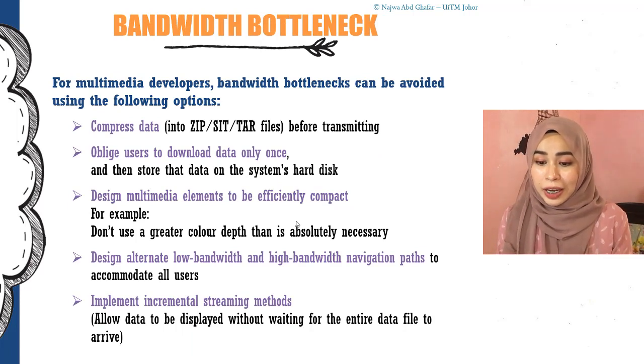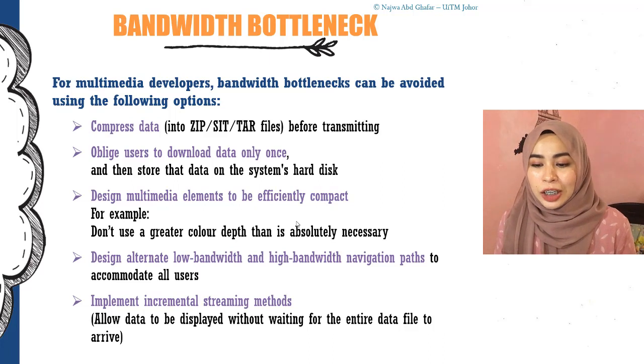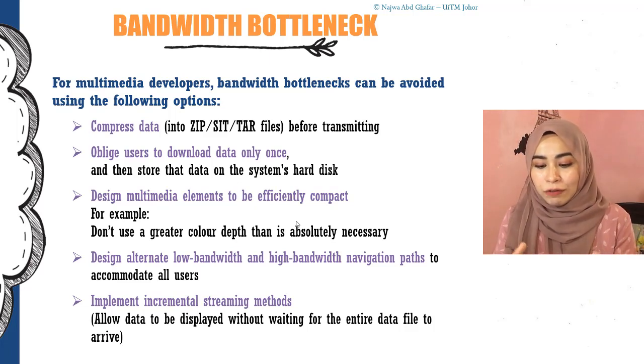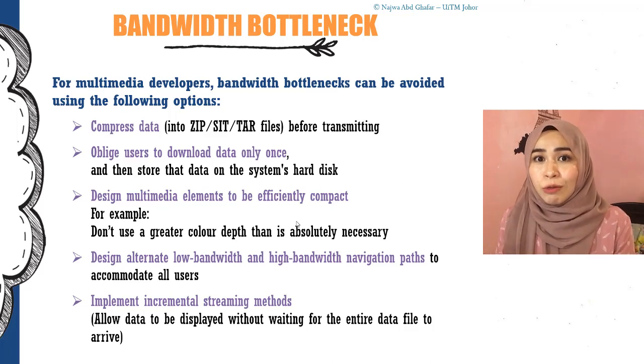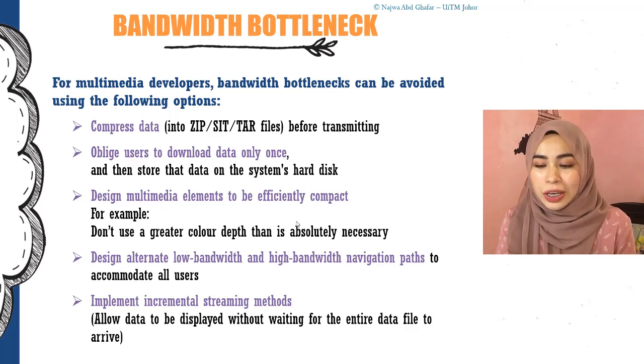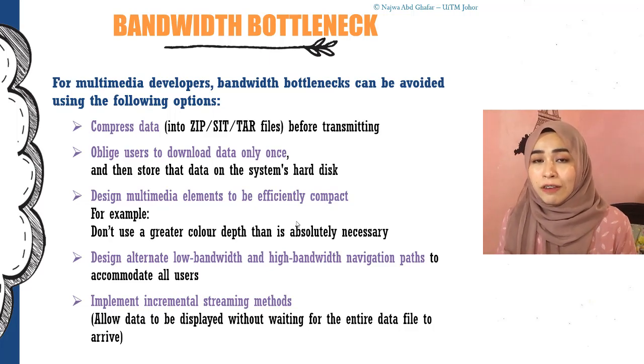So the next tip would be implement incremental streaming method. It allows data to be displayed without waiting for the entire data file to arrive. Meaning that let's say you want to watch a video, instead of downloading the whole thing, if you think that your computer cannot handle that, then you can use an incremental streaming method. For example, you upload it onto YouTube, allowing your users to watch the video using the streaming method. So while they're watching it, they're downloading it on the buffer. So you don't have to wait for the entire file to be downloaded. While you're watching it, it's downloading it for you. So you can use the streaming method as well when you have a bandwidth bottleneck.